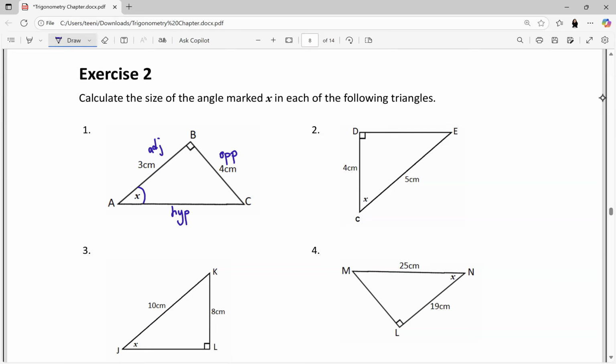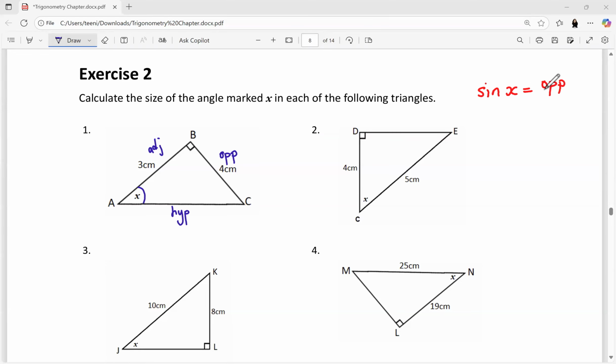Now, unlike the other example, this triangle only has 2 given sides. So we have to use those 2 given sides to figure out which ratio we're going to use. I'm going to put the ratios on the side here for your reference. Sine of an angle x is opposite over hypotenuse. That's what the SO means: sine, opposite over hypotenuse.